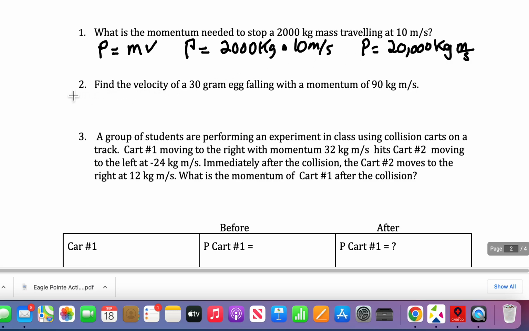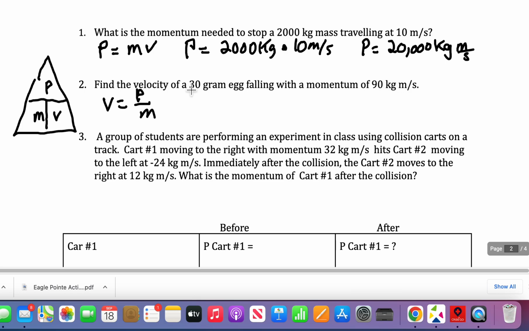Okay, find the velocity of a 30-gram egg falling with a momentum of 90 kilograms meters per second. Okay, so the first thing is you would have the momentum triangle, and this will help you switch the variables around. So you would have momentum on the top, mass, velocity right here. And so if you cover up the one that you need, so we're looking for velocity, velocity equals the momentum divided by the mass. So if you cover up the one you need, it says to take the P over the M.